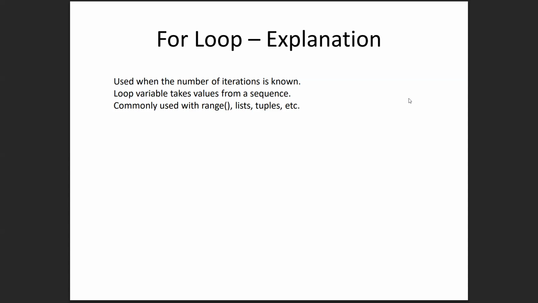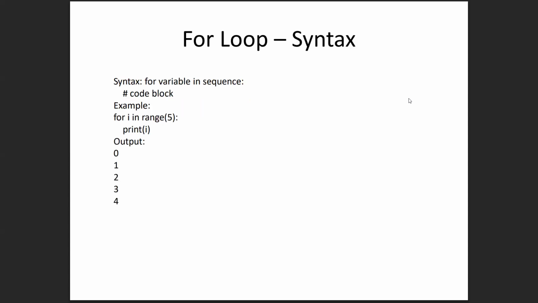It means up to which value we have to print the output. It will be used like that, and it will also be used with list, tuples, etc. Like that, this for loop is used. So we will now see the syntax.